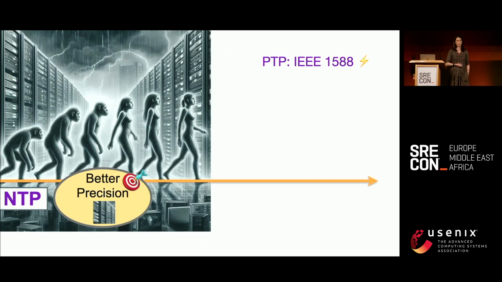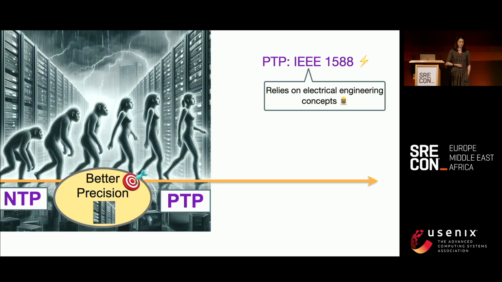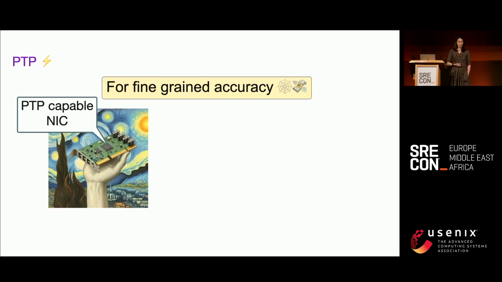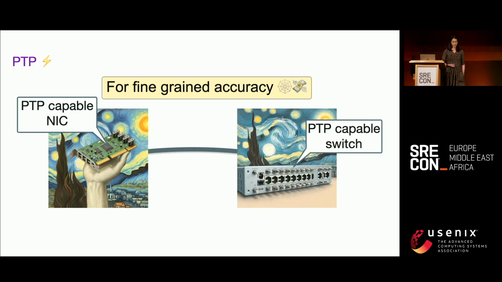Now, NTP cannot provide them the clock synchronization precision that they need because they need it at the sub-microsecond level at this point. For that, they're going to use Precision Time Protocol, which is an IEEE protocol. So it's a very electrical engineering protocol. And for PTP, for fine-grained accuracy, typically you'll need PTP-capable network cards and PTP-capable switches. So long as you're in charge of your own hardware and data centers and network and have some money, this is doable.